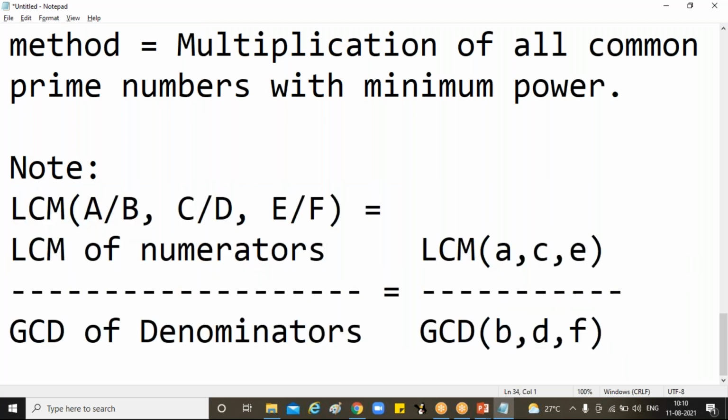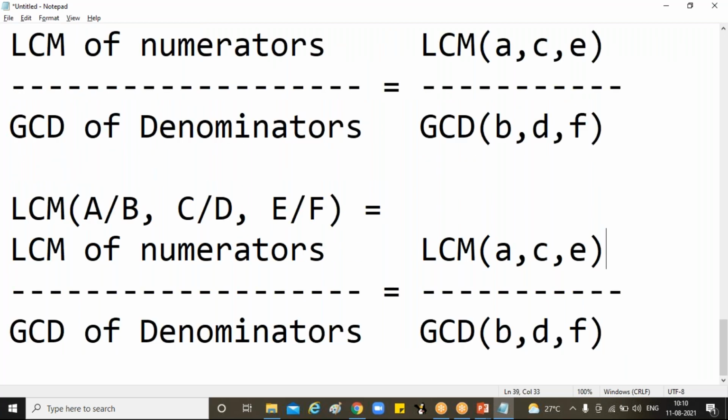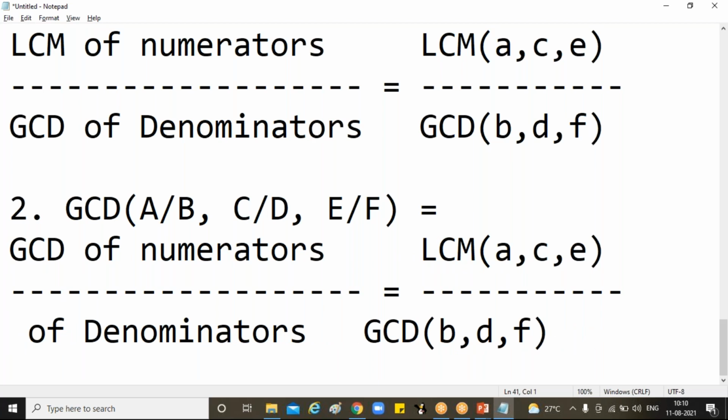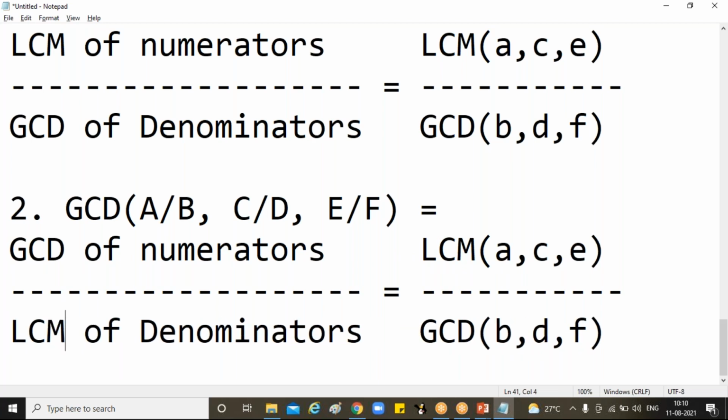Second point. The GCD of A by B, C by D, E by F is the reverse only. Don't memorize the formulas. Understand what is the change.